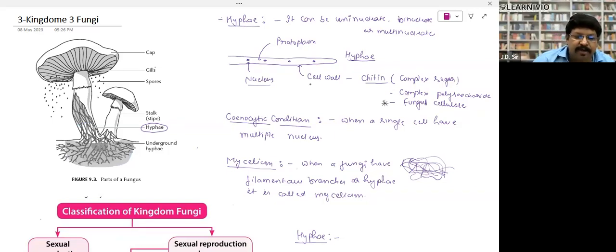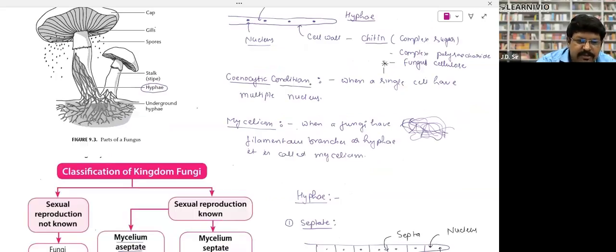When a number of hyphae are entangled with each other like a hair-like structure, these are called mycelium. Okay. So this is called mycelium. When fungi have filamentous branches of hypha, this is called mycelium.